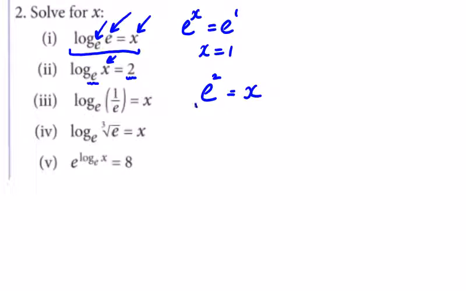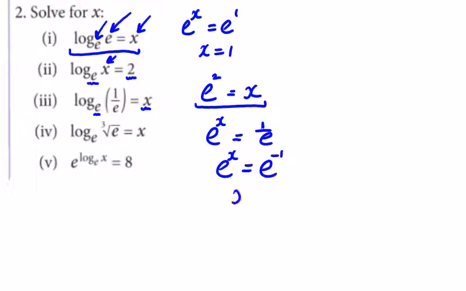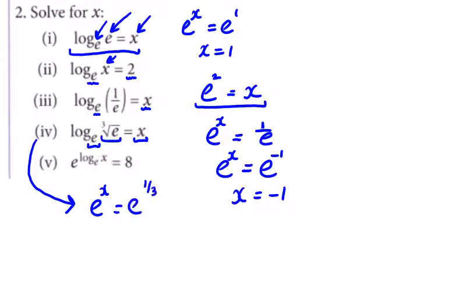Unless you're asked for it in decimal form, I'd leave it as e to the power 2. This one we have e to the power of x is equal to this 1 over e. You can do it in one step when you're really confident. e to the power of minus 1 is 1 over e, so x is equal to minus 1 in this case. In number 4, we have e to the power of x is equal to the cube root of e, which you can write in one step now, e to the power of a third. So we have x is equal to 1 over 3.